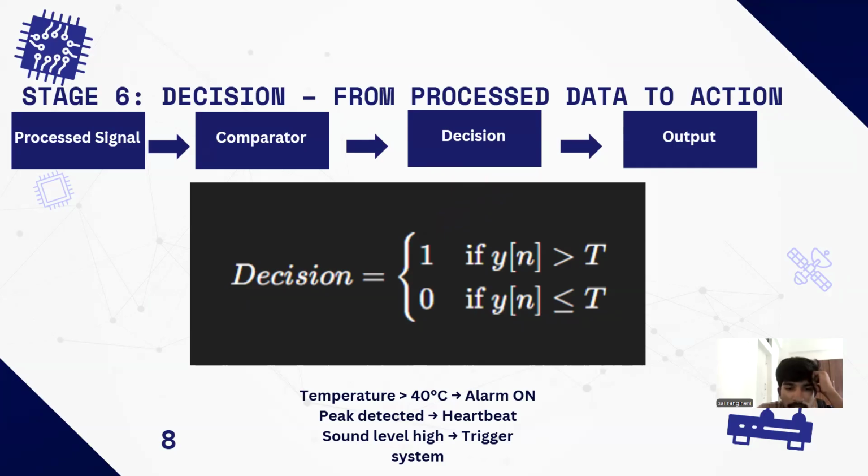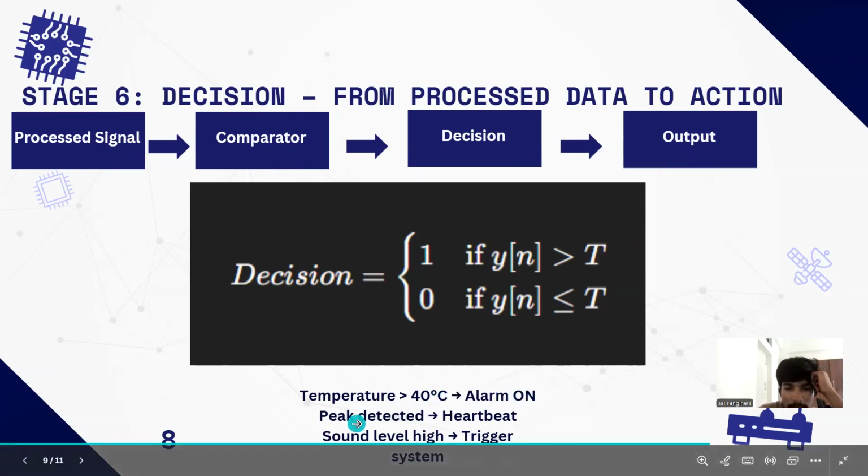The pipeline ends with logic. Mathematics transforms signals. Logic transforms them into actions. This is the whole process in this stage: the processed signal goes to a comparator, which compares this result and that result, the decision is made, and we can see the output. And this is the function. Down there are examples: temperature greater than 40 degrees, alarm on; peak detected, heartbeat; sound level high, then trigger system. Next.